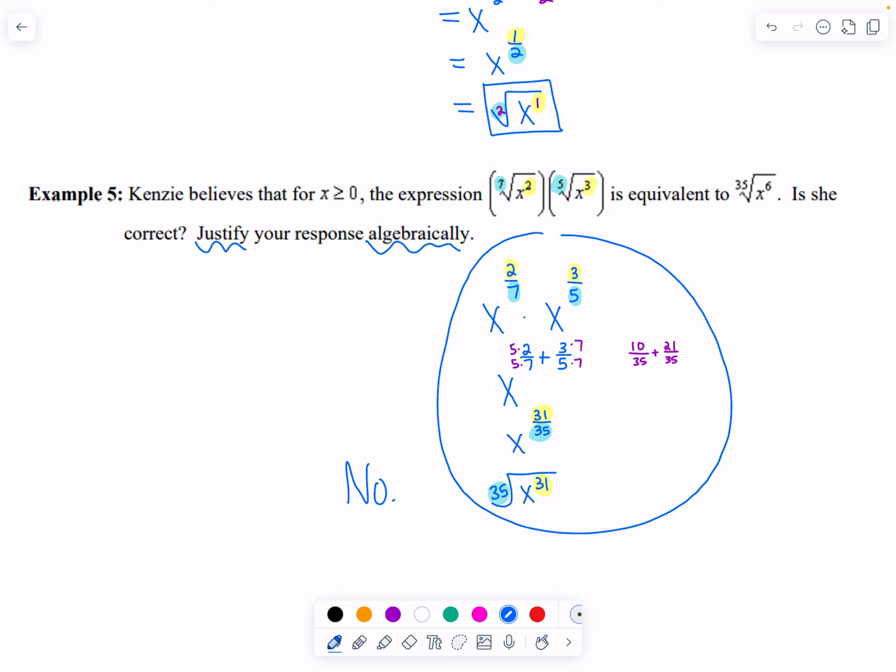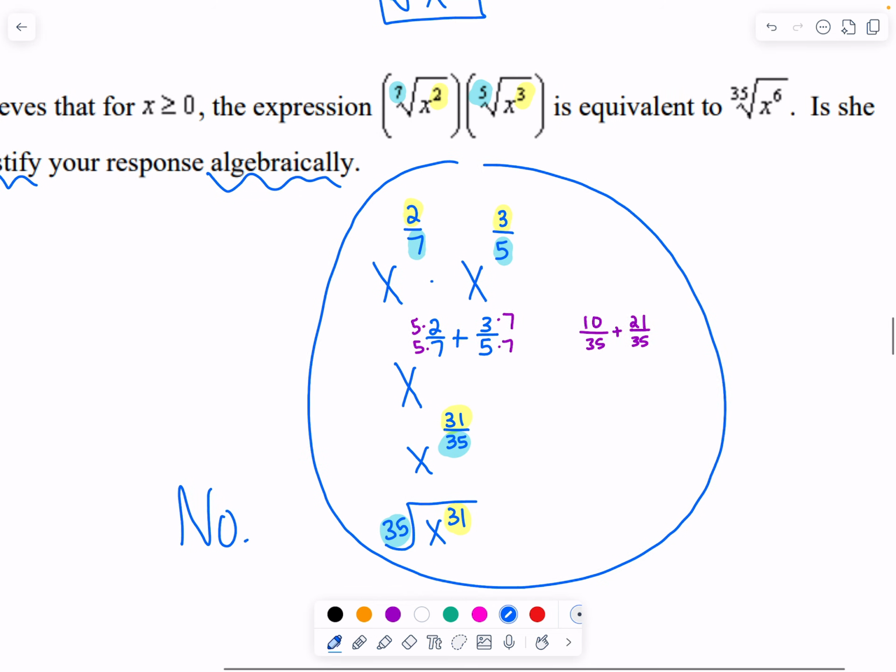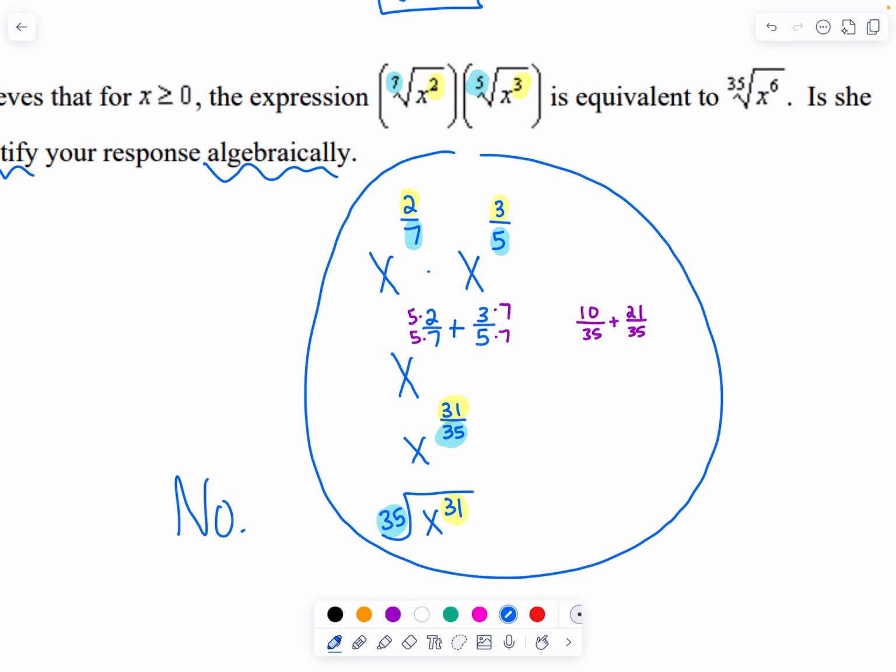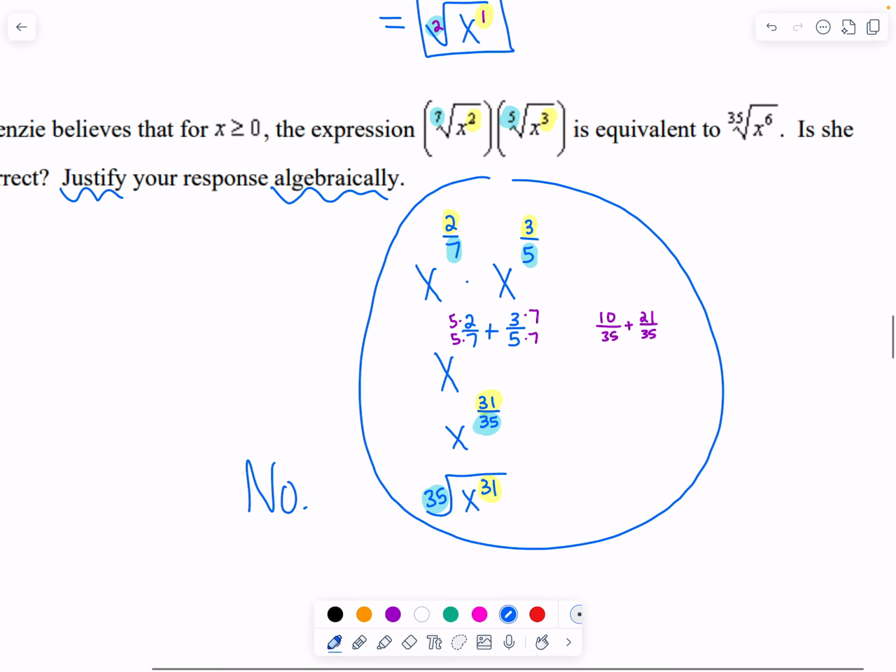And just to see what she did, she multiplied those exponents, 2/7 and 3/5, instead of adding them, which is a common mistake. So we have to remember with the product rule, if you're multiplying like bases, to add those powers.